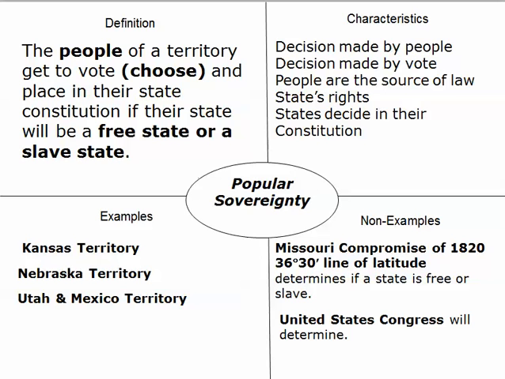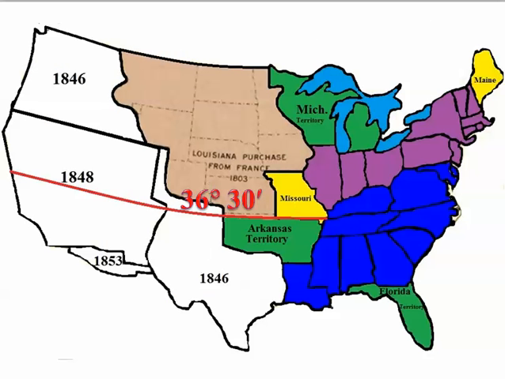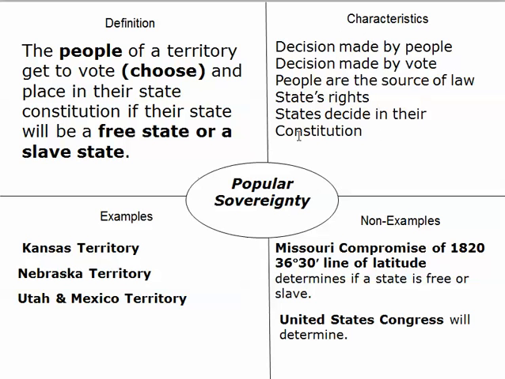That's a non-example, this 36°30' line. Missouri was established and Maine was established using this line here. We're not going to use this line anymore. We're going to be using the will of the people, their vote, their decision-making power. And non-examples are these Missouri Compromise line of 1820.